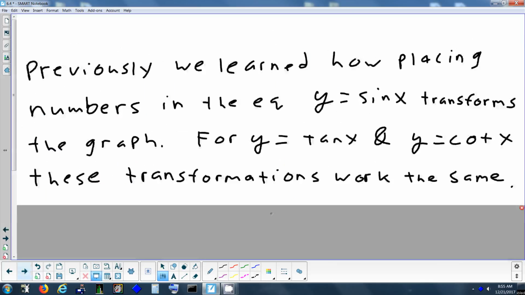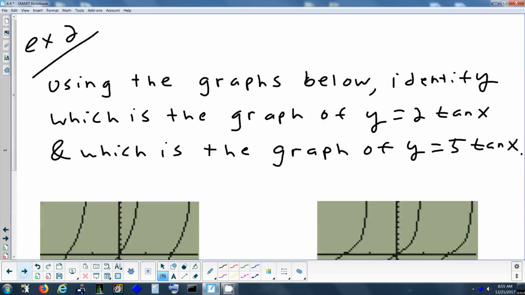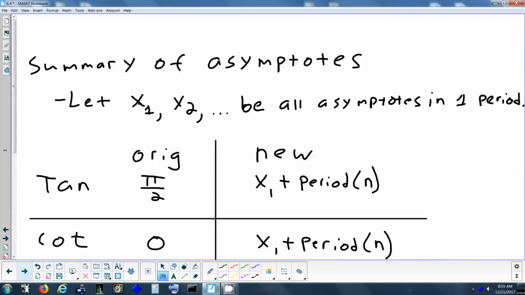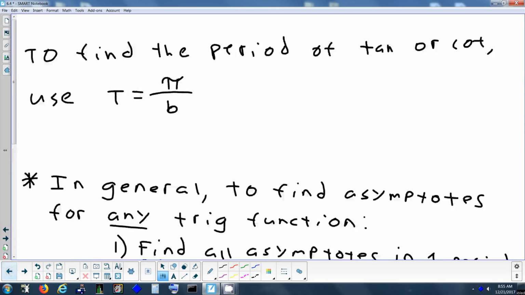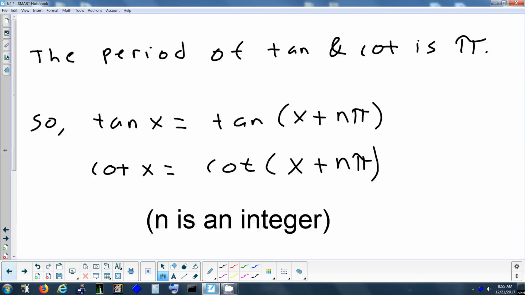I'm just going to jump ahead and show you a chart. So pi over 2, that's one of the first asymptotes for tangent. So eventually this chart will kind of help us to keep track of where all the asymptotes are for the trig functions, and then where are the new asymptotes if we shift left, right, up, and down. Okay, but we have to talk about how to explain what these x1 and x2 things are.